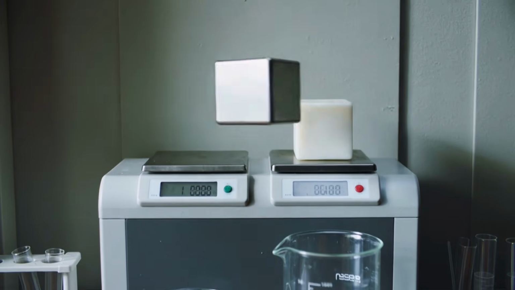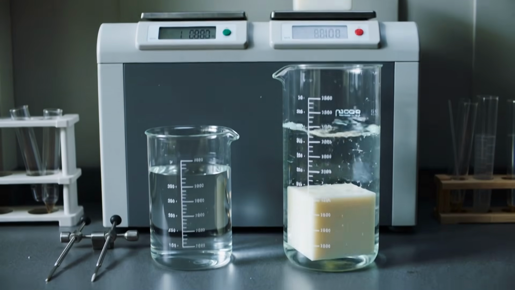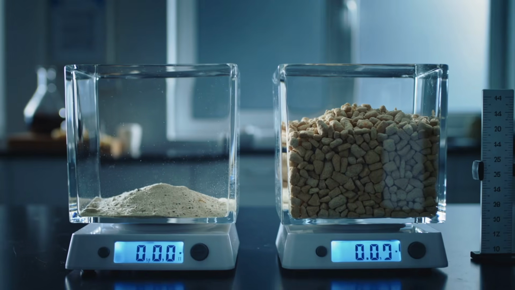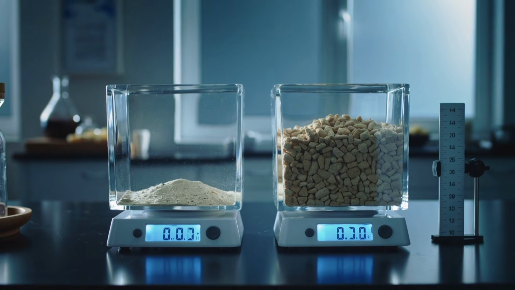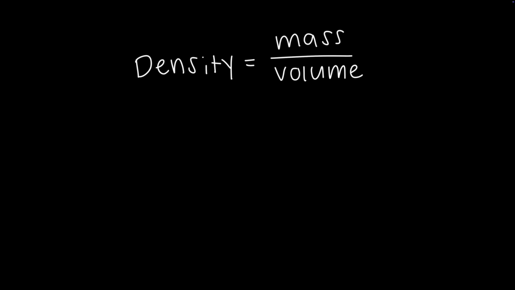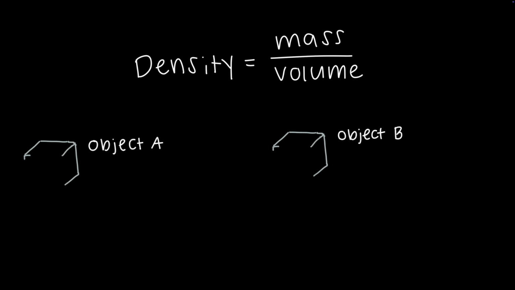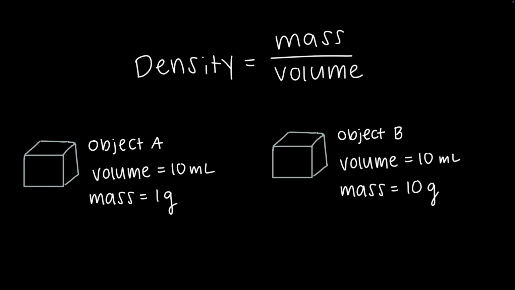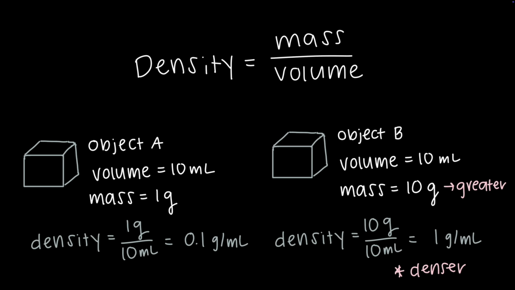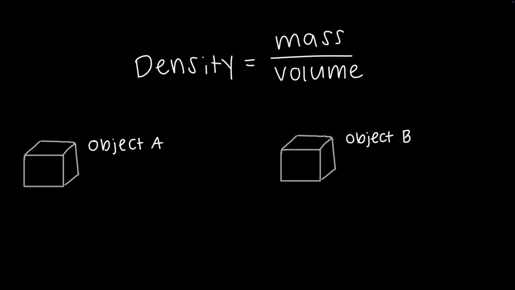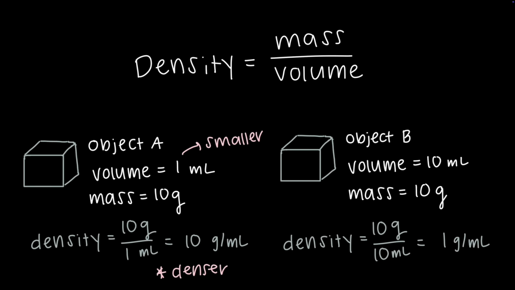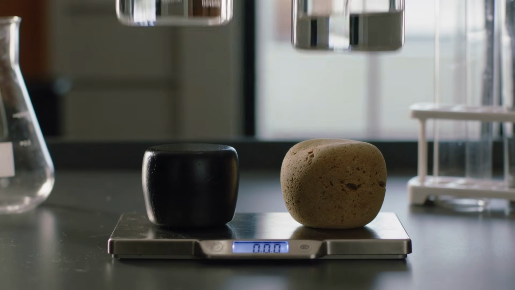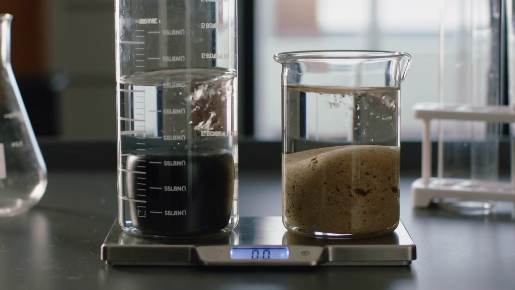Before we start solving problems, let's make sure we understand what density actually means. Density describes how much mass is packed into a given amount of space. In chemistry, we define density as mass divided by volume. If two objects have the same volume but different masses, the one with more mass is denser. And if two objects have the same mass but different volumes, the one with the smaller volume is denser. A larger density value corresponds with a more dense object.